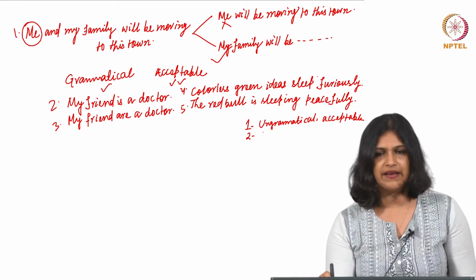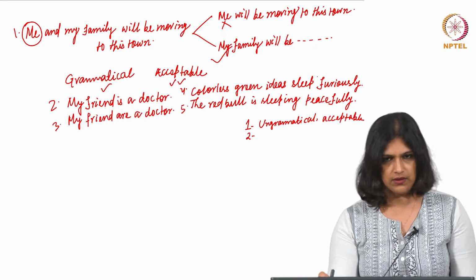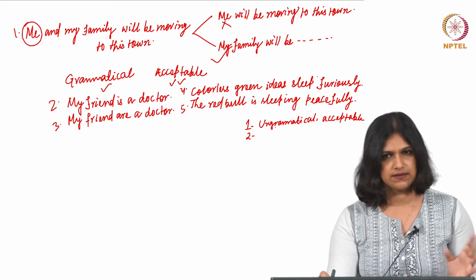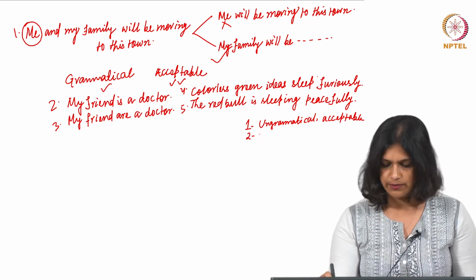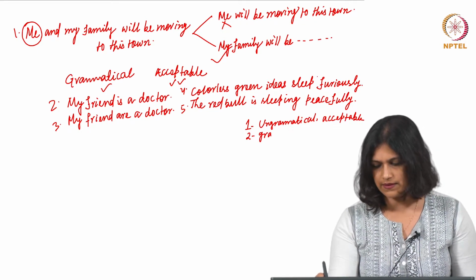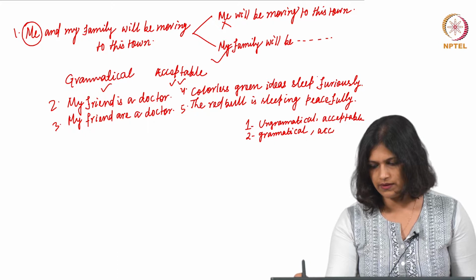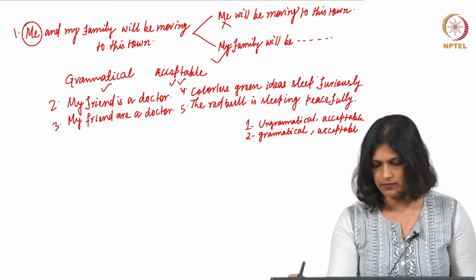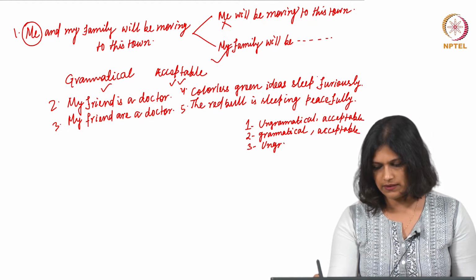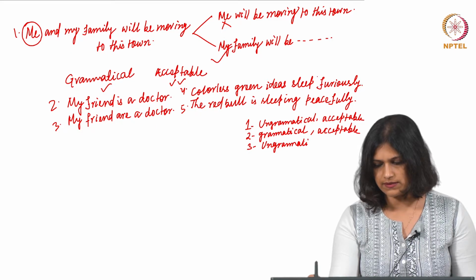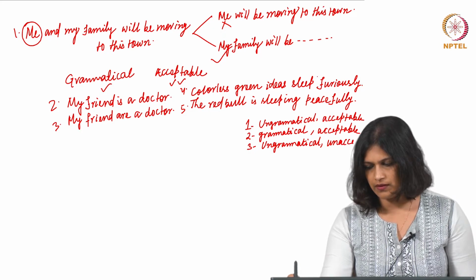Sentence number 2, "my friend is a doctor." Do you think it is grammatically correct? Yes, okay, fine. "My friend" is the subject, then there is a verb, "is," then there is "a doctor." So, there is absolutely no problem about it. "My friend is a doctor" is grammatical, also acceptable. Sentence number 3, "my friend are a doctor," is ungrammatical because there is a problem with the subject-verb agreement, also unacceptable.